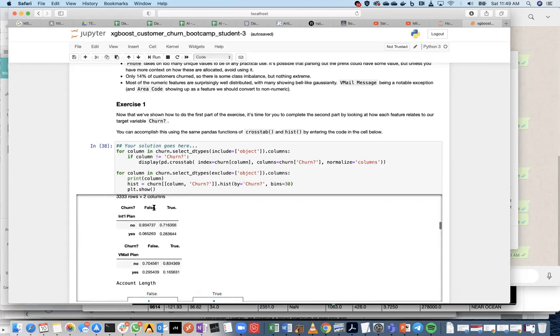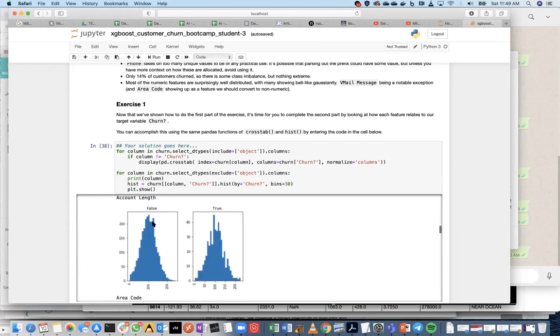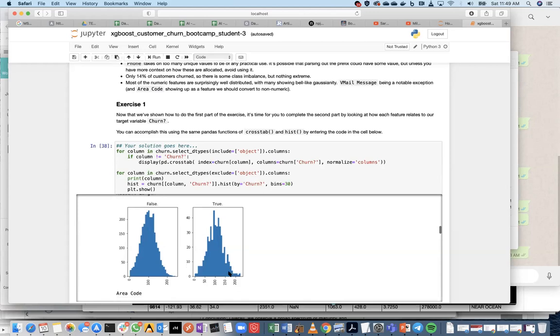You can see that the customers who churn usually have an international plan and rarely have a voicemail plan. And so you can start to look at the differences if the chart distributions look too different.